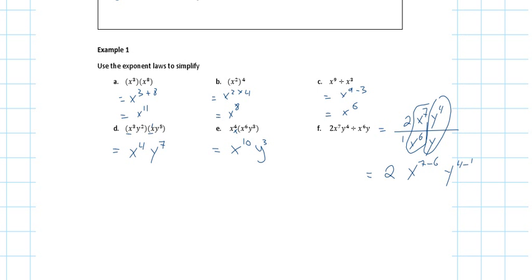Okay? So that simplifies to x to the power of 1. I don't have to write that power of 1. And then y to the power of 3. So my final answer for this is 2xy to the power of 3. Are you guys okay with this?